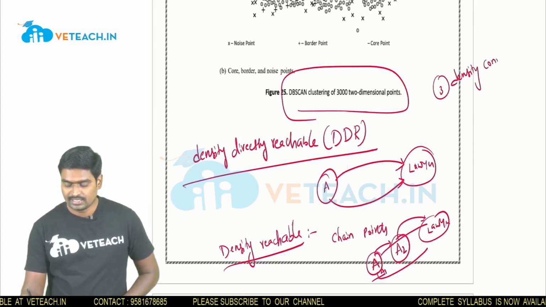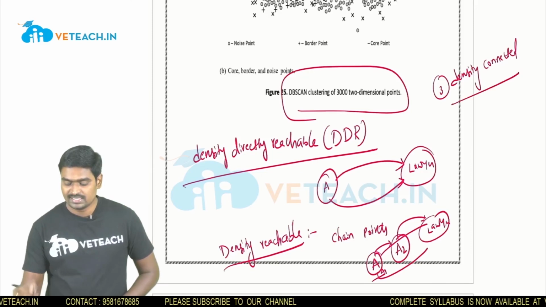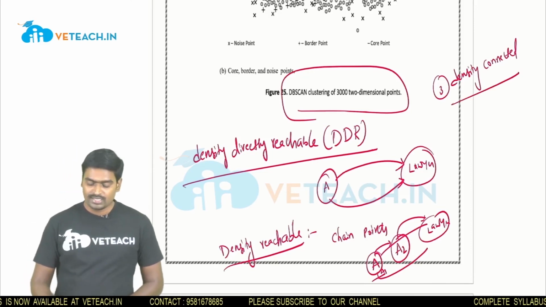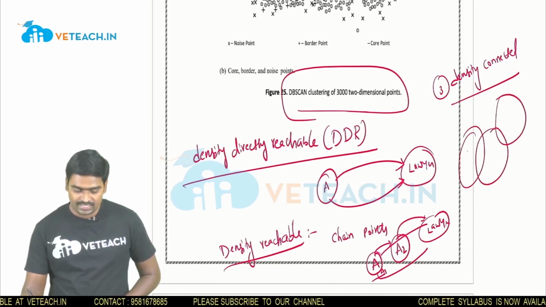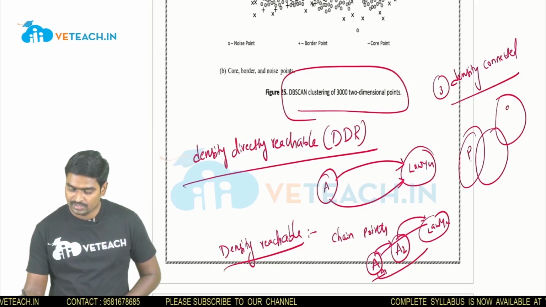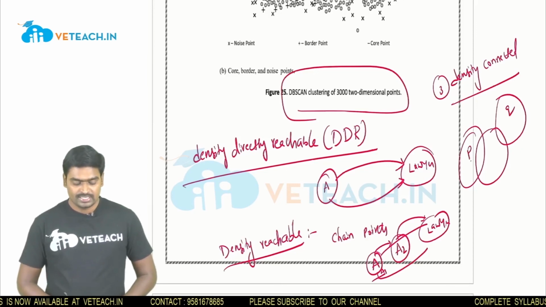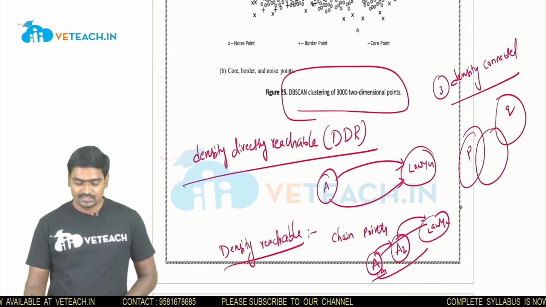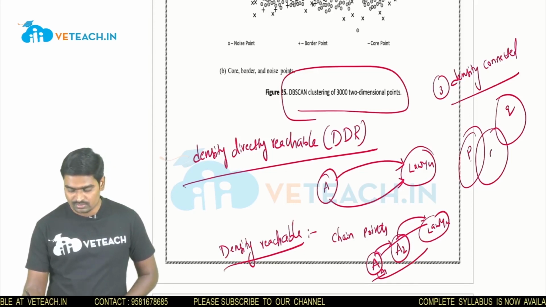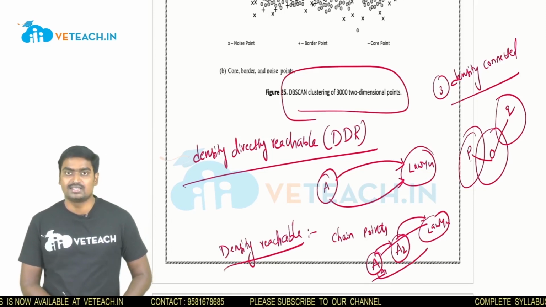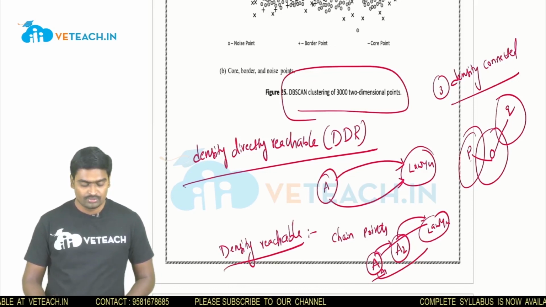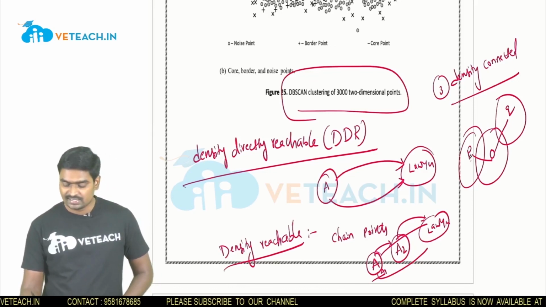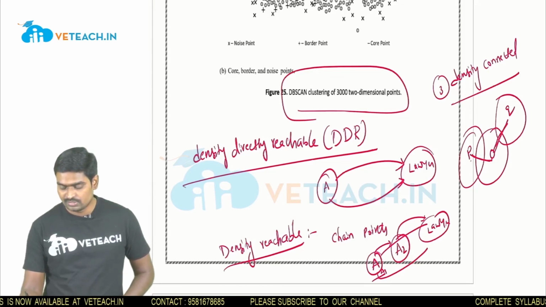Density connected is nothing but, 3 points are there, P and Q. This is the P and this is the Q. So here P and Q are density connected through the point O. So where is the O? This is the O. The points are density connected through the point O, and it is the density reachable point O. Here all the points are density connected.